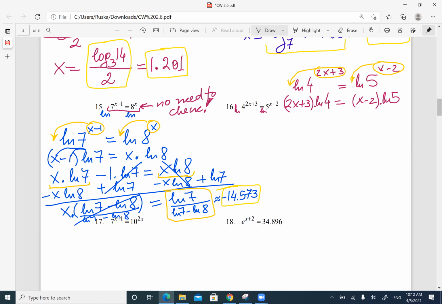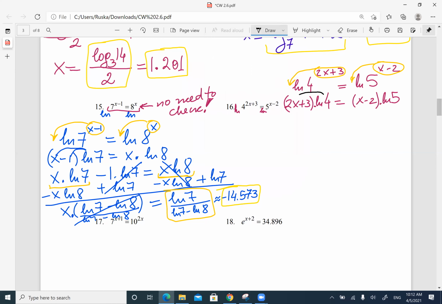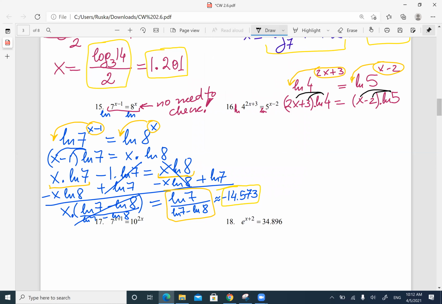Now we're going to distribute. So we're going to distribute ln of 4 times 2x, ln of 4 times 3, and the same way with x and with negative 2, with ln 5. So we're multiplying. When I multiply, I'm going to get 2x ln 4, and then plus 3 ln 4 equals, I'm going to multiply, so it's going to be x ln 5 minus 2 ln 5.